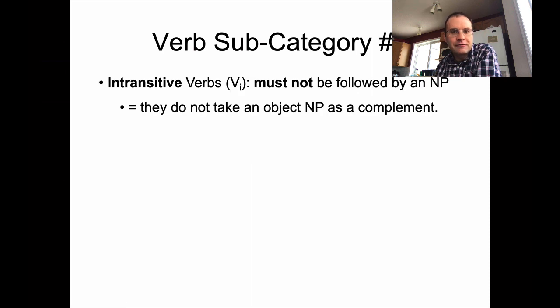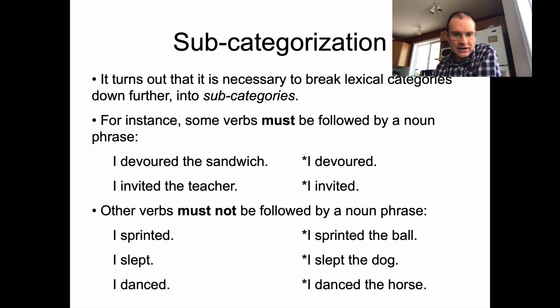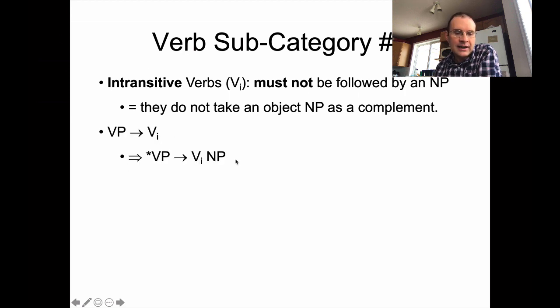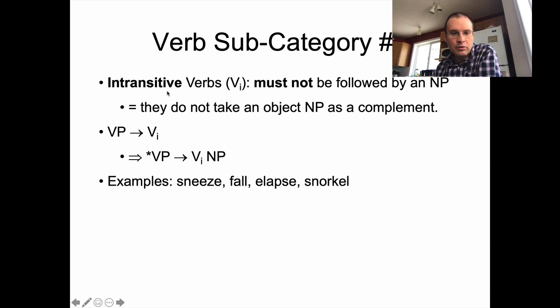So the second set here, sprinted, slept, danced, those are called intransitive verbs, and they must not be followed by an NP. That is to say, they do not take an object noun phrase as a complement in the verb phrase. So you can represent those if you want with V sub I here, where the I stands for intransitive. And this is how you can write out the syntactic rule if you want. A VP with one of these as its head just has that as a head and nothing as its complement, like the NP. Some other examples would be like sneeze, fall, elapse, like time elapsed, time didn't elapse the hour or something like that, snorkel, and so on and so forth.